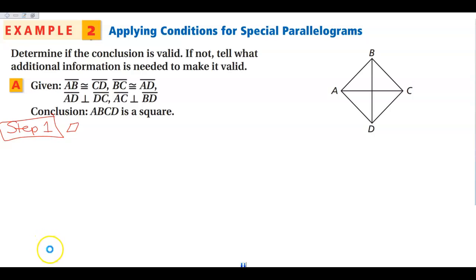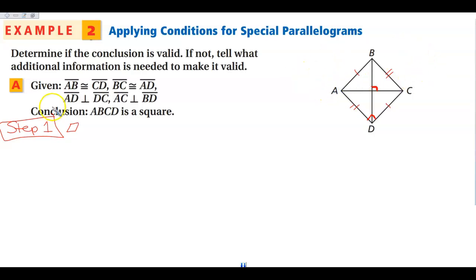All right. So if we mark the information that we're given, I'm given AB is congruent to CD, BC is congruent to AD, AD is perpendicular to DC, and AC is perpendicular to BD. Okay, so that's all the information that we were given.